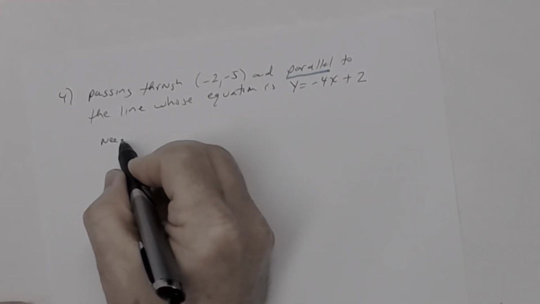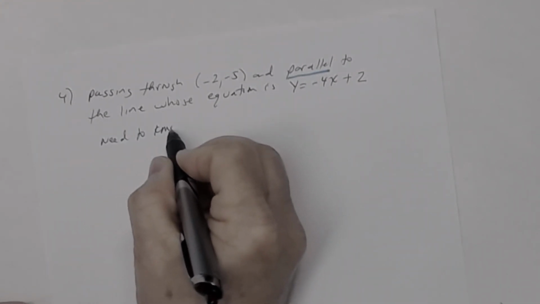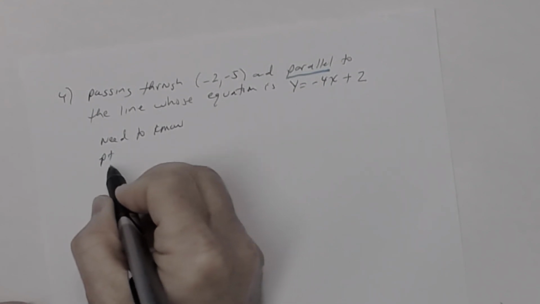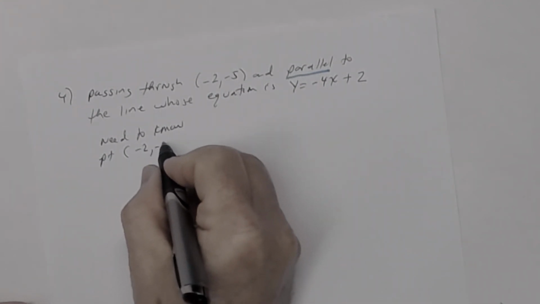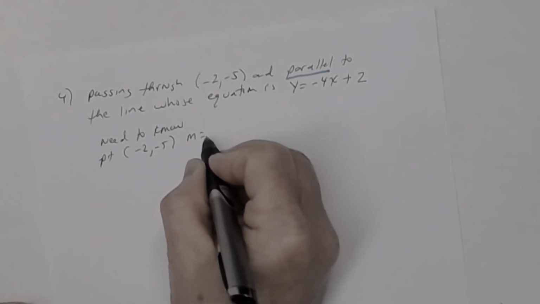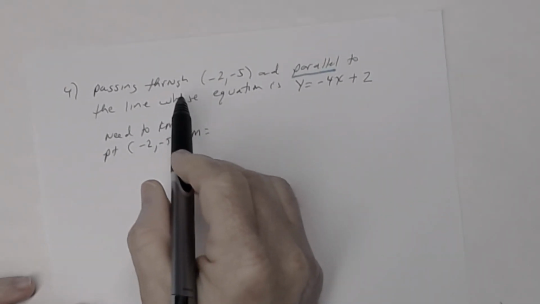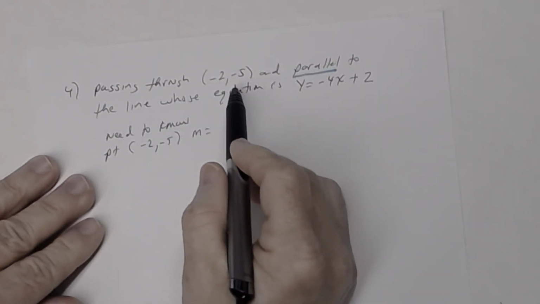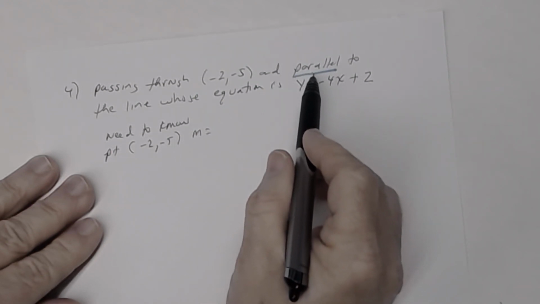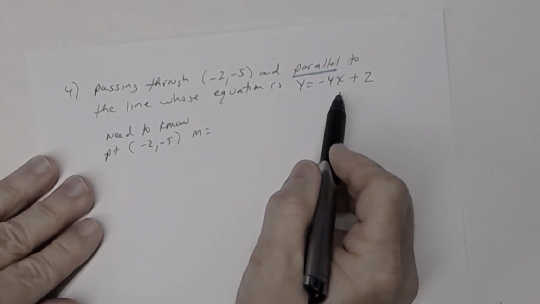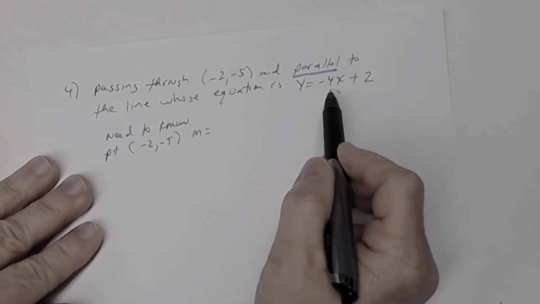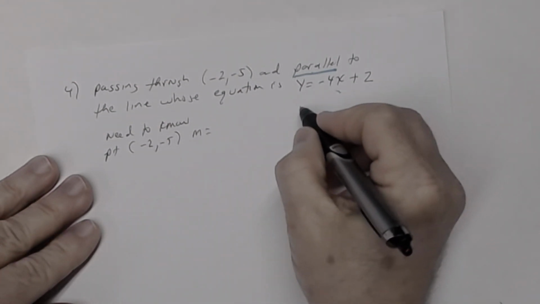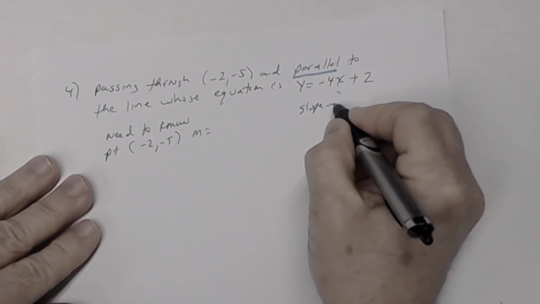You need to know a point on that line, which I do. A point on that line is negative 2, negative 5. And you need to know the slope. Well, the slope of this line we know is parallel to the slope of that line. And this is not that bad, because notice that this equation here is already in slope-intercept form.